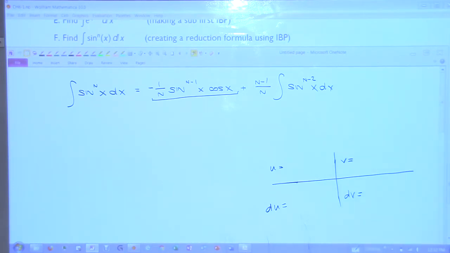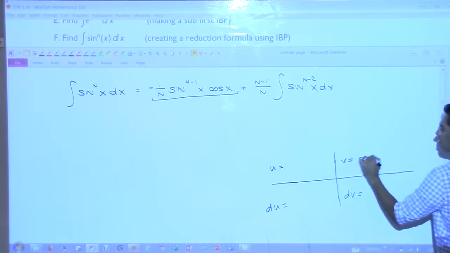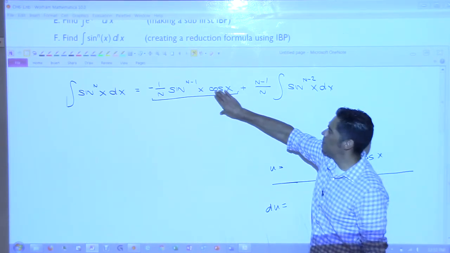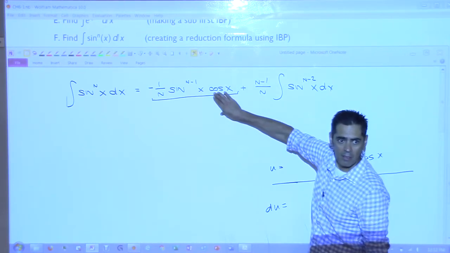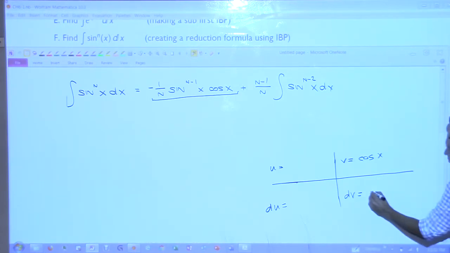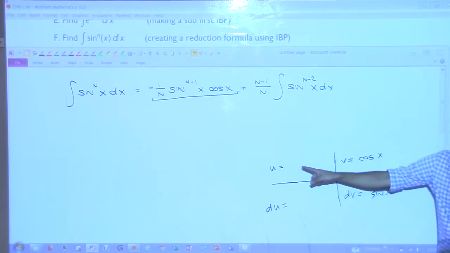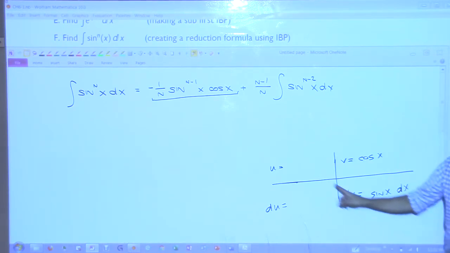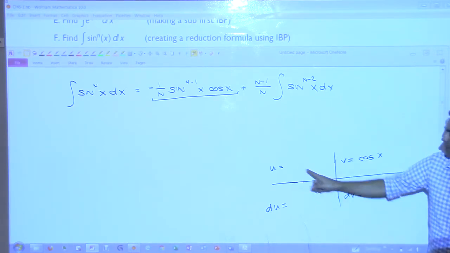Cosine? Right? Imagine that this is cosine x. Then this right here would be V. So that would mean that dV would have to be what? Sine x dx. And what would that force U to be?